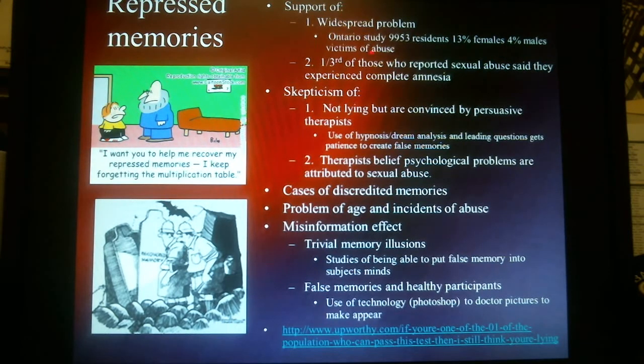Up in Ontario, Canada, and I don't remember the year right offhand, almost 10,000 residents were surveyed in a study. 13% of the females and 4% of the males reported that after they had done this survey, they all of a sudden had repressed memories come back to them of actually being abused as a child. Well, statistically, that's an incredibly high number. You're talking about almost 10,000 residents, with close to 1,300 females reporting this. That's a pretty high number. For that to happen to them would be pretty exceptional.